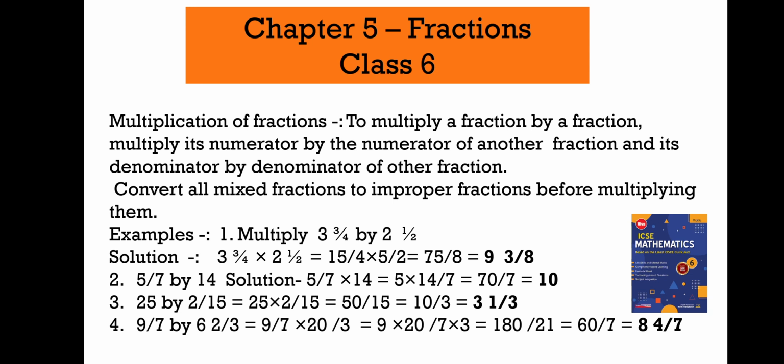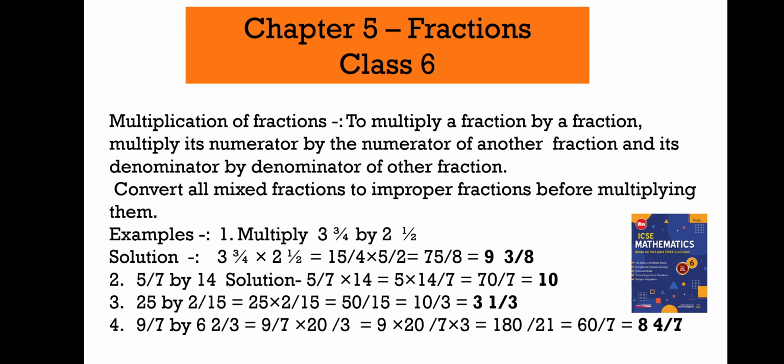Second example. 5 upon 7 by 14. Now here 5 upon 7 multiplied by 14 upon 1 it is. So 5 multiplied by 14 gives you 70, upon 7 gives you 10. Now third example. 25 by 2 upon 15 is equal to 25 into 2 divided by 15, which is 50 upon 15. That is 10 upon 3, because both are divisible by 5. So that is equal to 3, 1 upon 3.